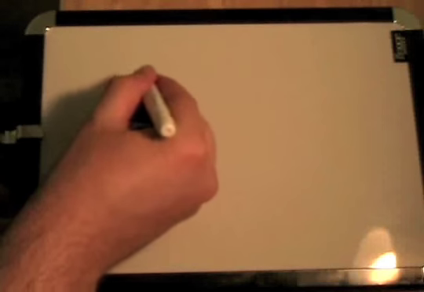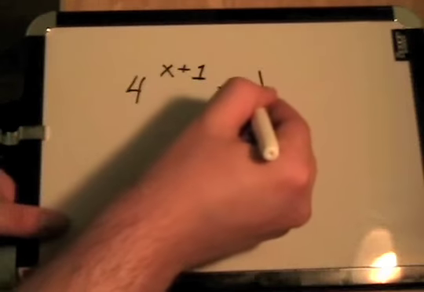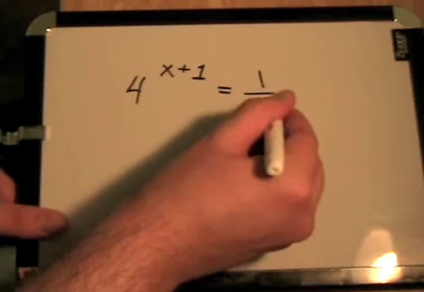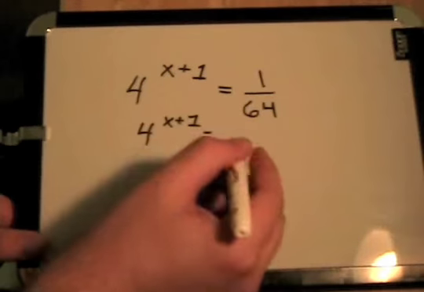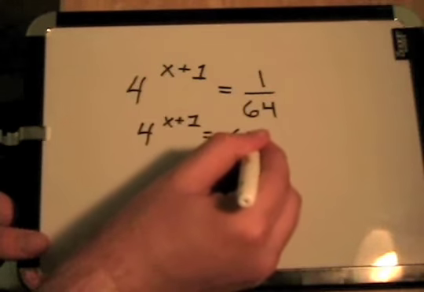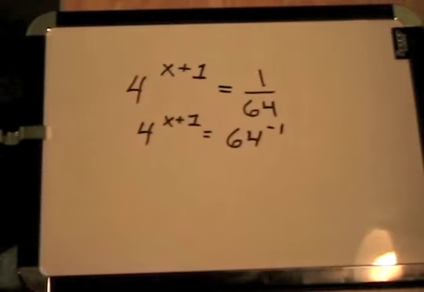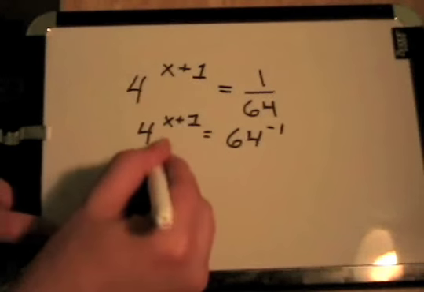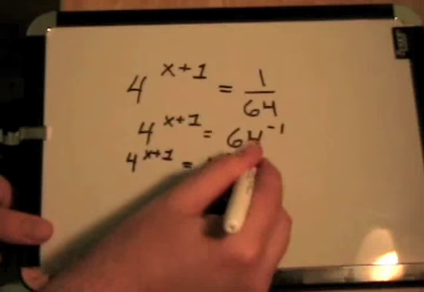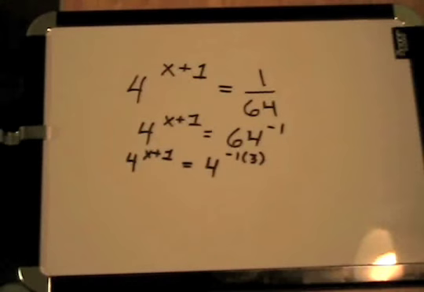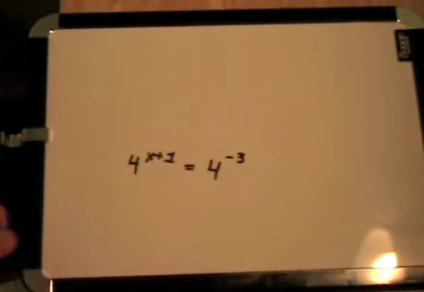Now, here's a tricky one. We have 4 to the power x plus 1, which is equal to the fraction 1 over 64. We can move 64 into the top of the equation, the numerator, and show that it's 64 to the negative 1 power. We can take 64 and break it down into 4 to the third power, then multiply the two exponents, giving us 4 to the negative third power.